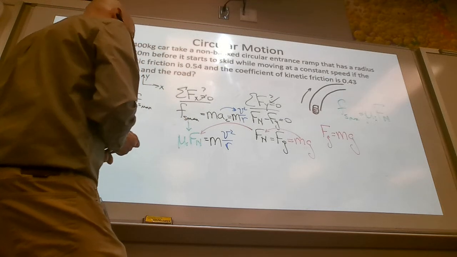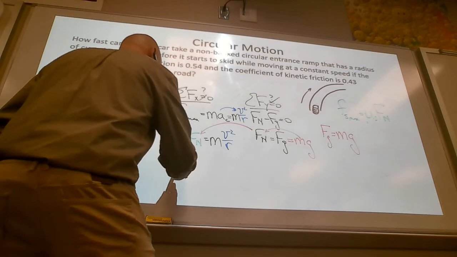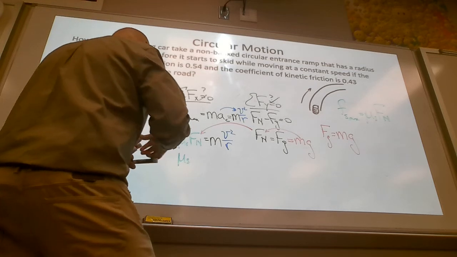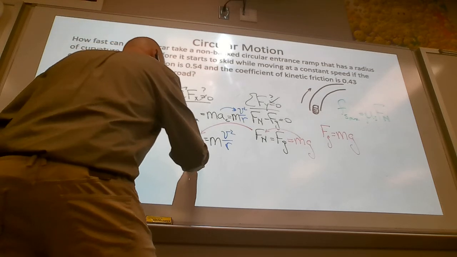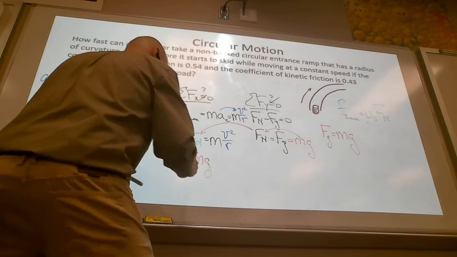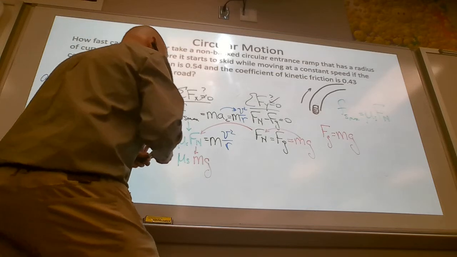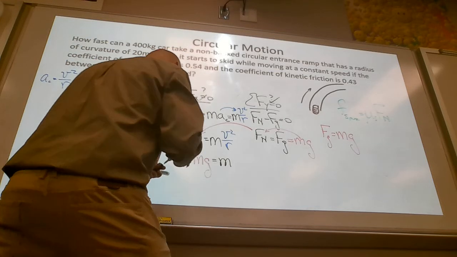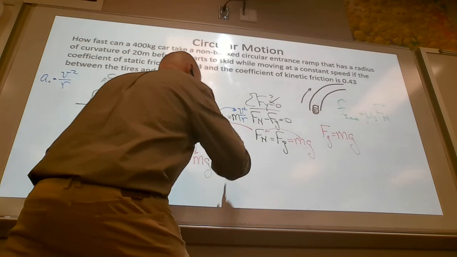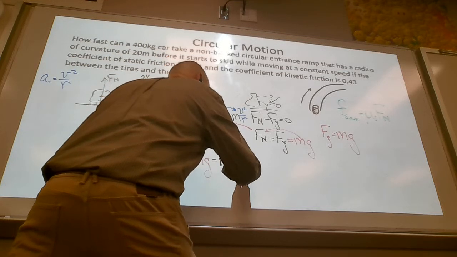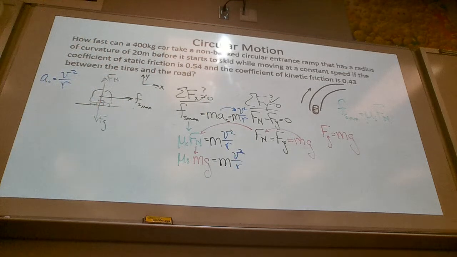So, we have coefficient times mg is equal to mass times speed squared over the radius. How are we doing with that? I know that's wacky. Kind of throwing alphabet soup at you, but you see the order.